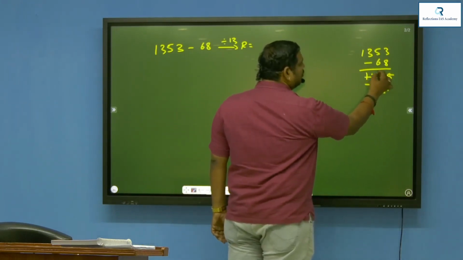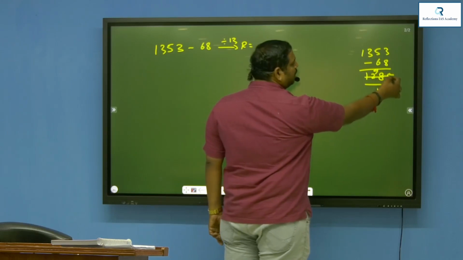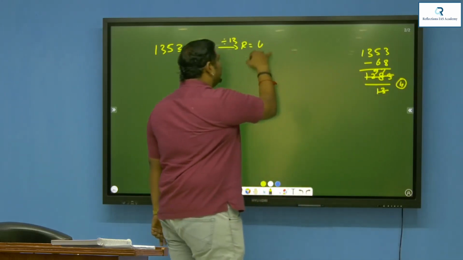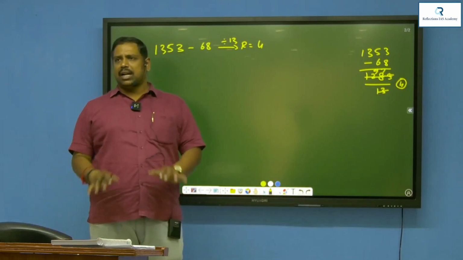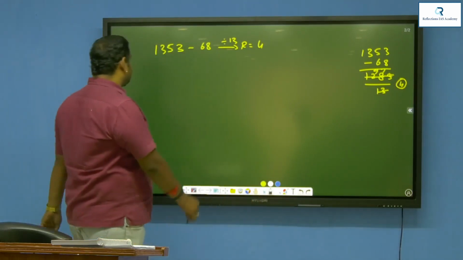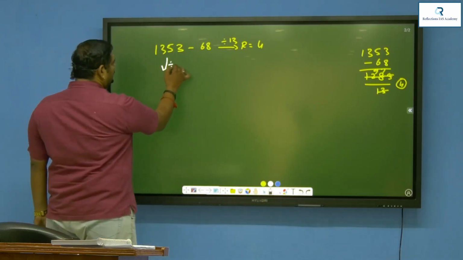Okay, 13 9s are 117, means 95. 13 7s are 91. What's the remainder you got? 4. Do you got the answer? Conventional, is it clear for you? Okay, good. Now I am going with the other procedure called divide this one with 13 and divide this one with 13.